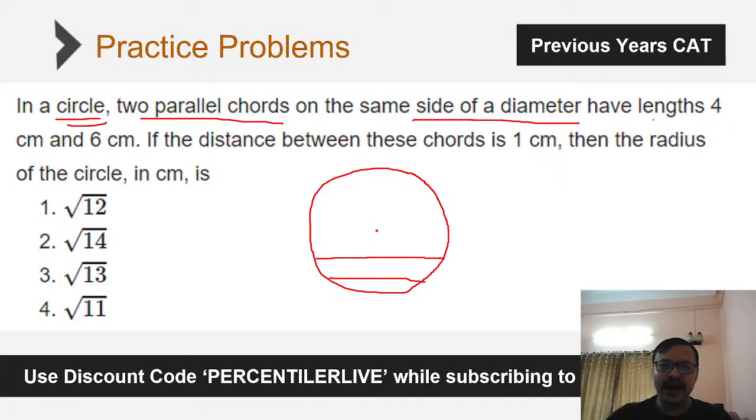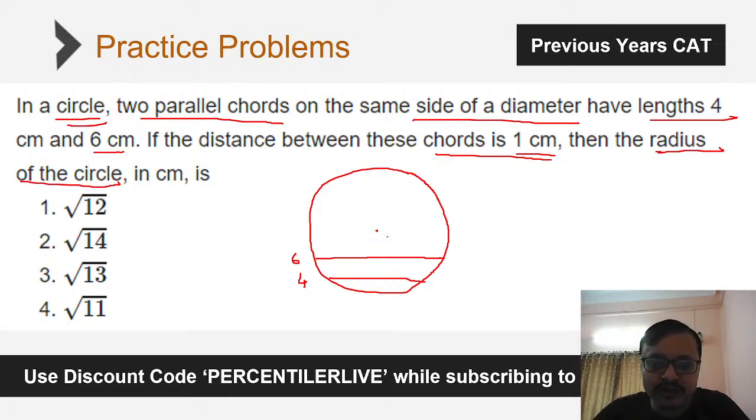One of them has a length of 4 centimeters, the other has a length of 6 centimeters. So this is the total length of 6, this is the total length of 4. The distance between the chords is 1 centimeter. What you are asked to find out is the radius of the circle. What is the radius of the circle? The radius of the circle is nothing but this.